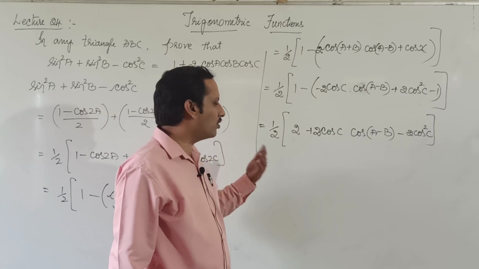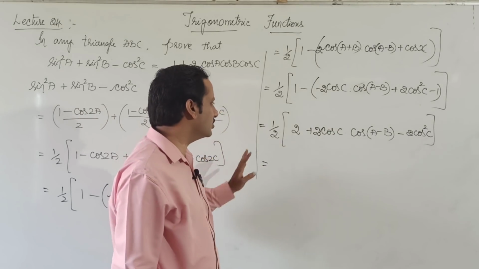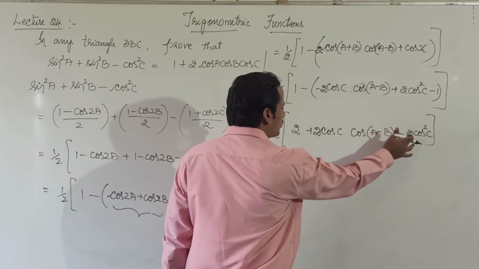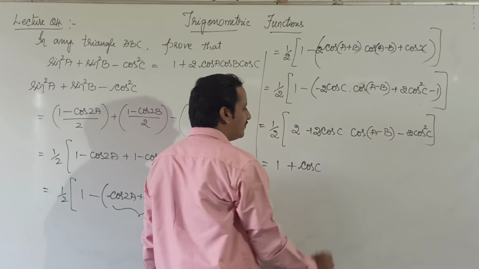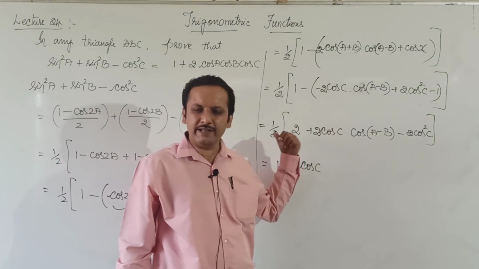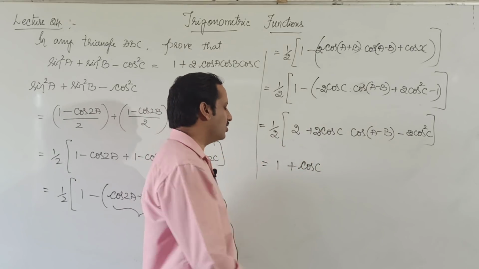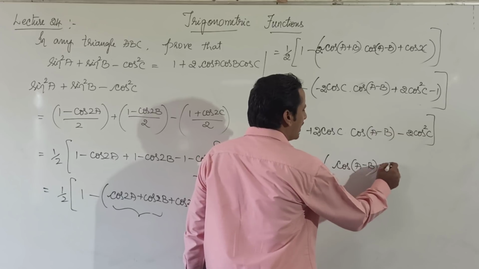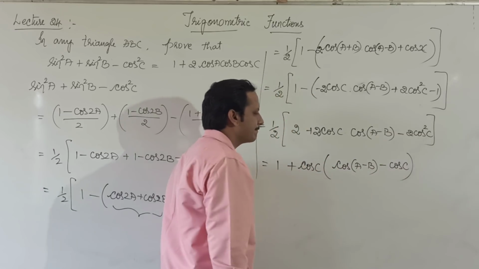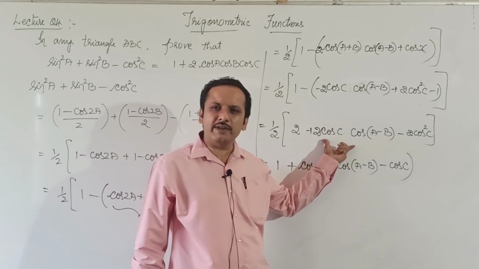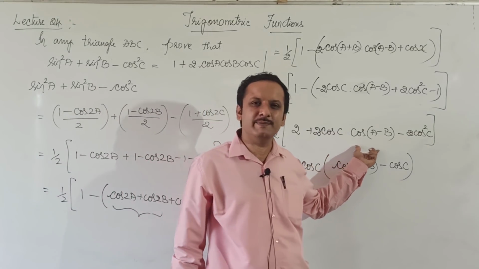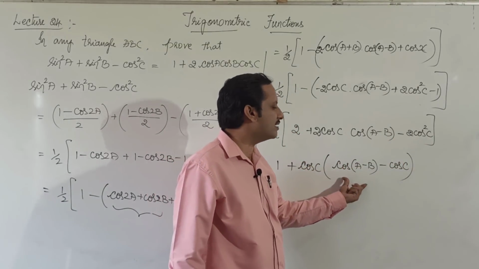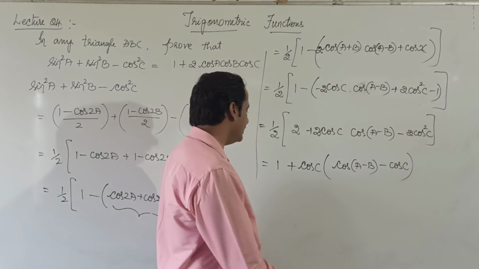Take that 2 out of this square bracket, this 2 gets cancelled. Here we will have 1, right? Plus, between these two I am taking cos C as common. 2 I have taken out already. I am taking cos C as common. Then we are left with cos (A minus B) minus cos C, right? Here cos C into cos (A minus B), here minus cos C is there. So I have taken cos C out, so cos (A minus B) minus cos C we get.